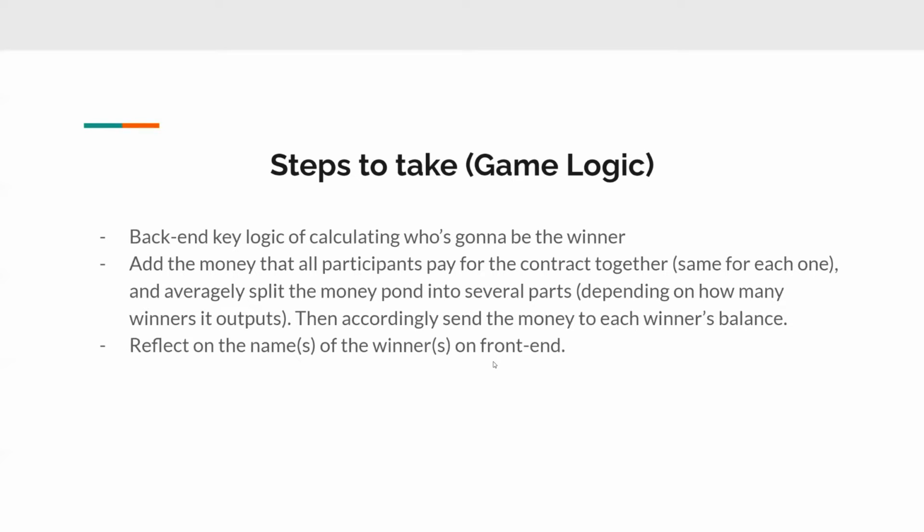And the backend key logic of calculating who is going to be the winner in this game: we add the money that all participants pay for the contract together, which is defined and restricted to be the same for each of the players here, and averagely split the money pot into several parts, and then accordingly send the money to each of the winners' balance. So finally, we're going to reflect the names of the winners on the front end.